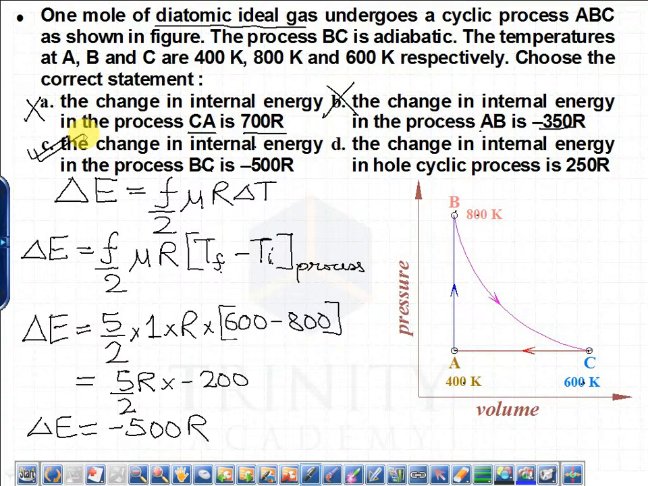Let us just see regarding option D also. It is given the change in internal energy in the whole cyclic process is 250 R. Actually, for any cyclic process, change in internal energy is never a nonzero value, it is always equal to 0. So this option is also ruled out, because suppose the process starts from A, then at the end of the cyclic process the system is once again at the same temperature. So there is no change in temperature, and hence there will be no change in internal energy at the end of the cyclic process. So in our case, the correct option is option C.